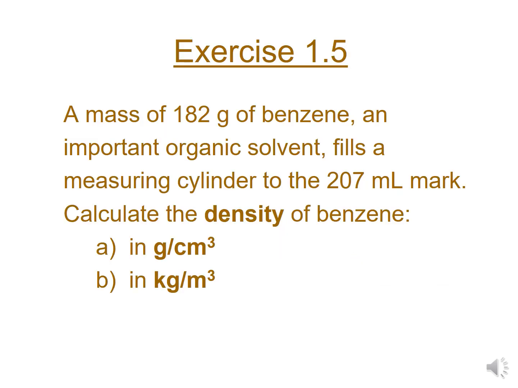In this exercise, we're given that a mass of 182 grams of benzene fills a measuring cylinder to the 207 milliliter mark. In other words, we're told that 207 milliliters of benzene weigh 182 grams. And we're asked to calculate the density of benzene and express it in grams per cubic centimeter and in kilograms per cubic meter.